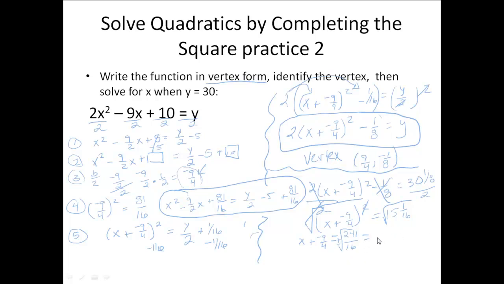I'm going to go ahead and simplify that down already to the square root of 241 over 4, because the square root of 16 is 4. Then, I still don't quite have x completely by itself. I need to add the 9/4 to both sides. So I'm going to have x is equal to 9/4 plus or minus the square root of 241 over 4. And that would be my answer for x when y is equal to 30.